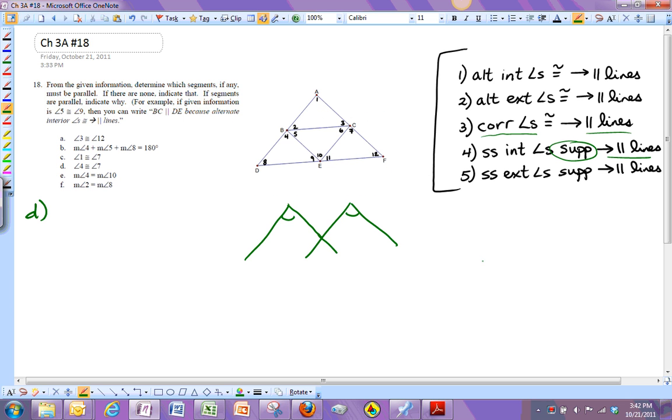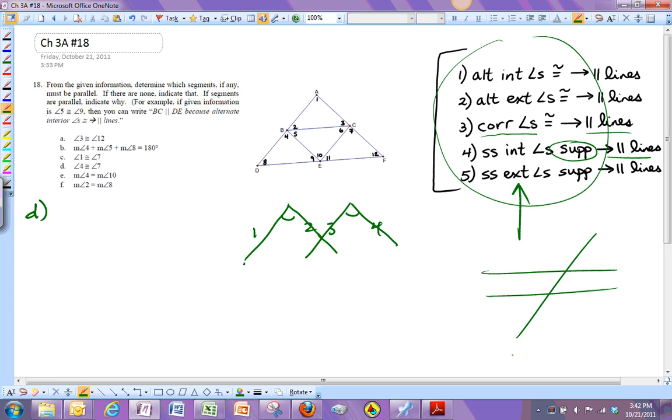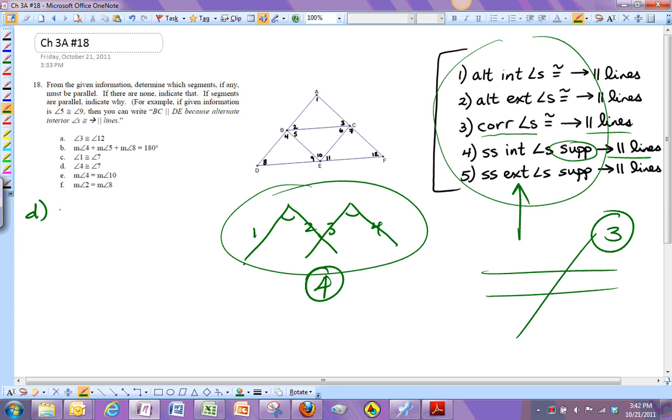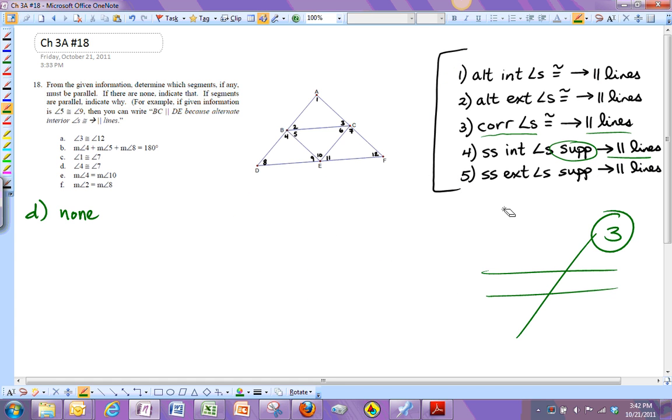So nothing is actually forced to be parallel here because I don't have pairs of angles that I can look at the same way. Instead, I've got one line here, 2 lines here, 3 lines here, 4 lines here. Remember, these are formed by 2 lines and 1 transversal, which is not what's happening here. These require 3 lines. This one uses 4. So the answer for D is none are forced to be parallel. Maybe there are some parallel ones, but we can't prove it based on that info.